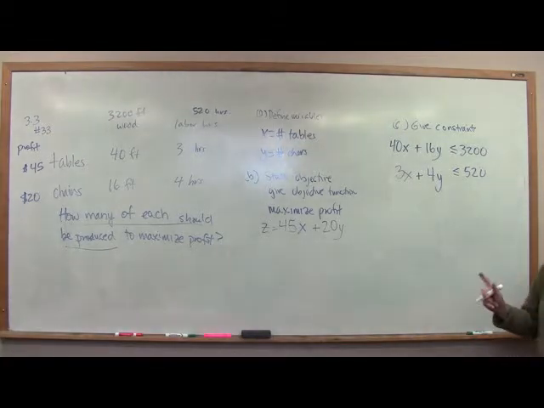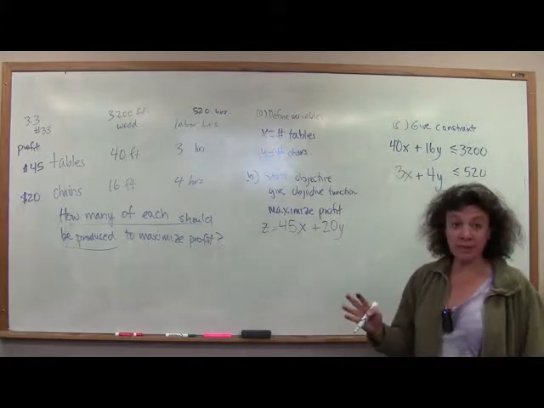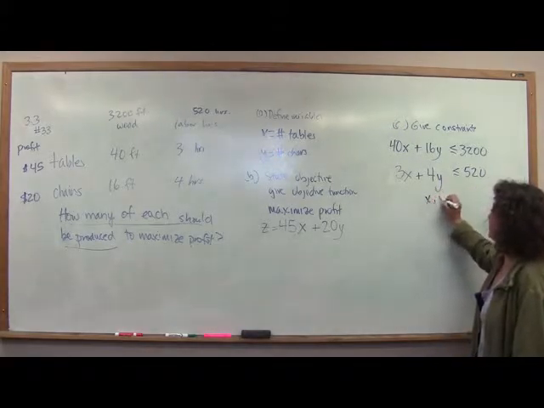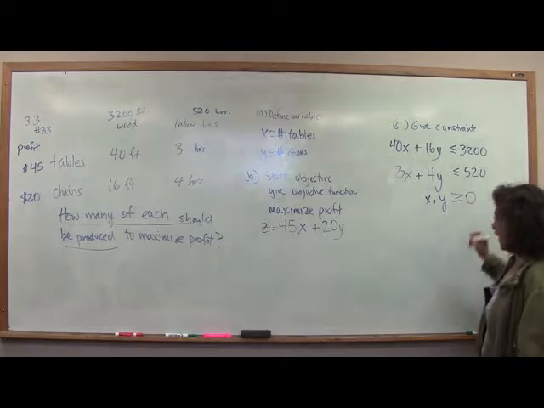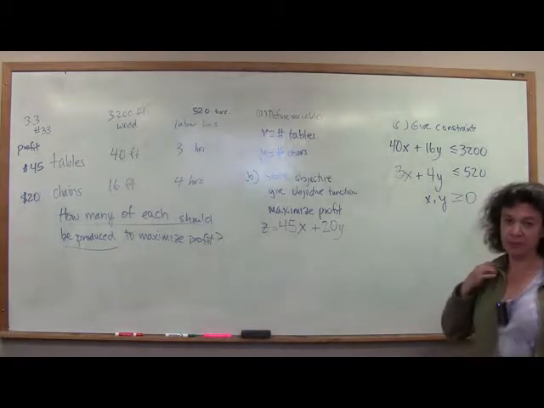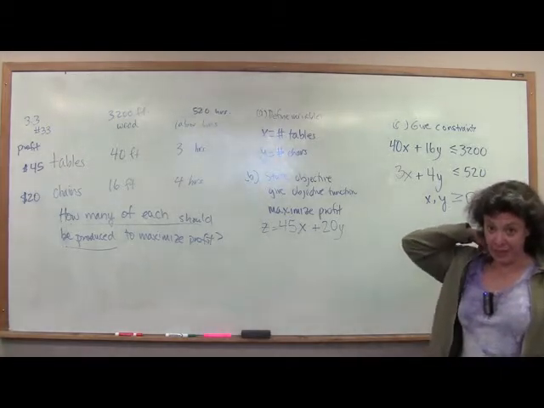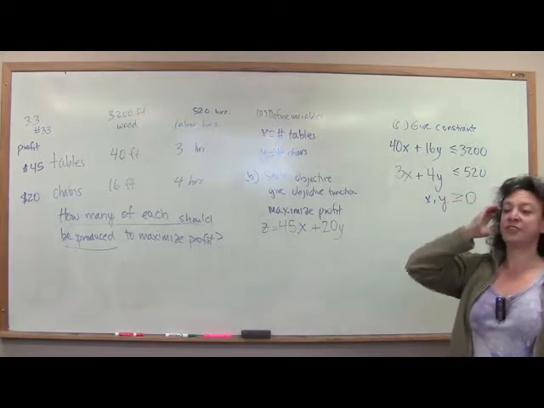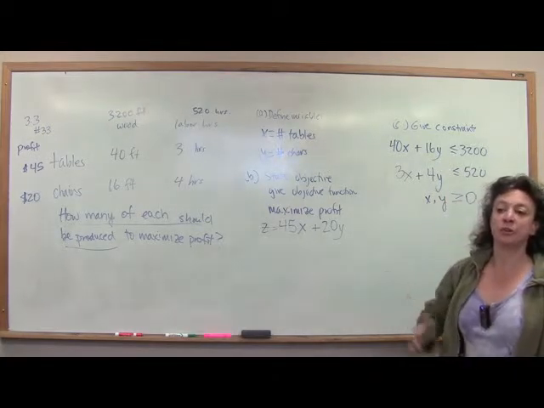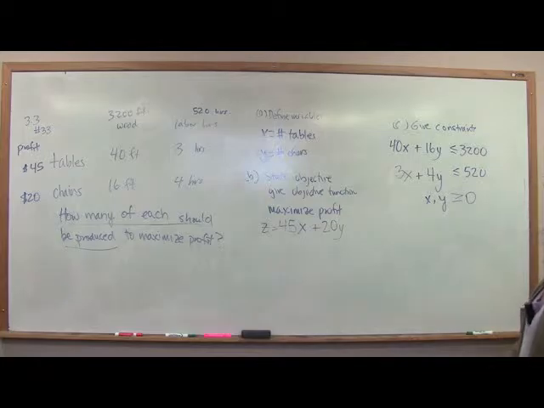All right, now there's one more that we put. You always want to put this by default: x and y have got to be greater than or equal to 0. You can never have a negative number of chairs or tables that you're going to be making. All right, so we have now set up our word problem.